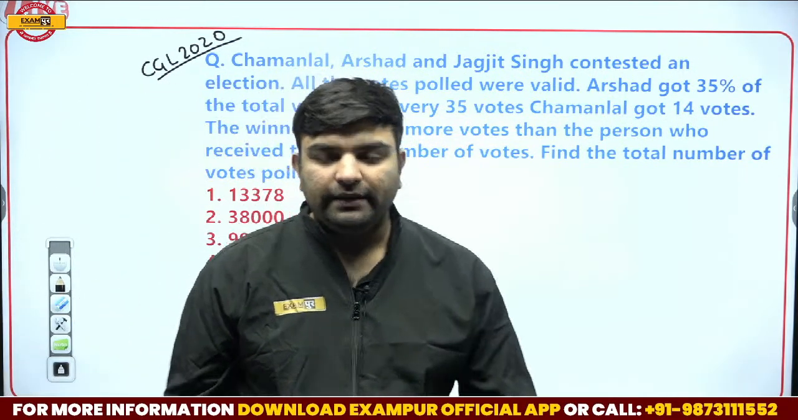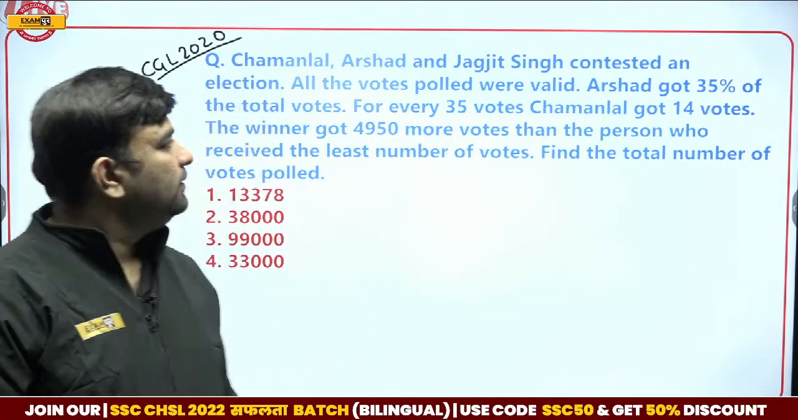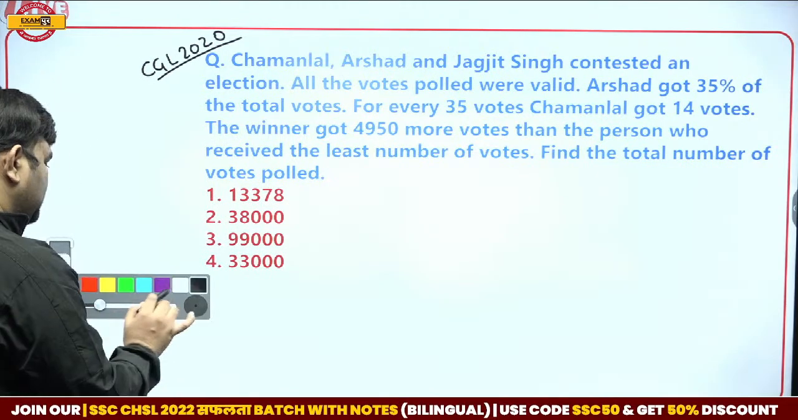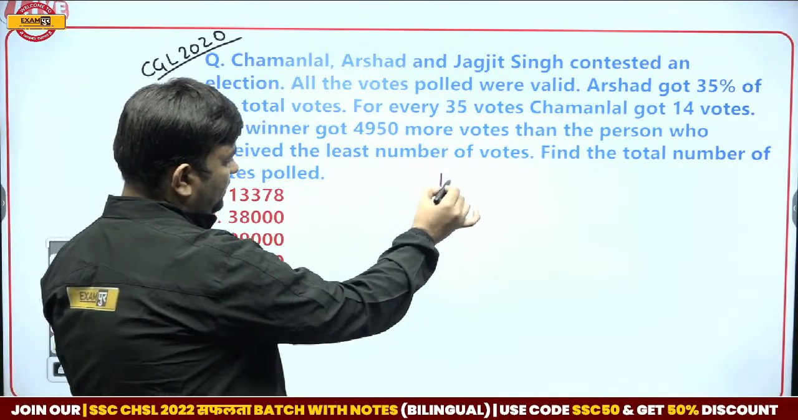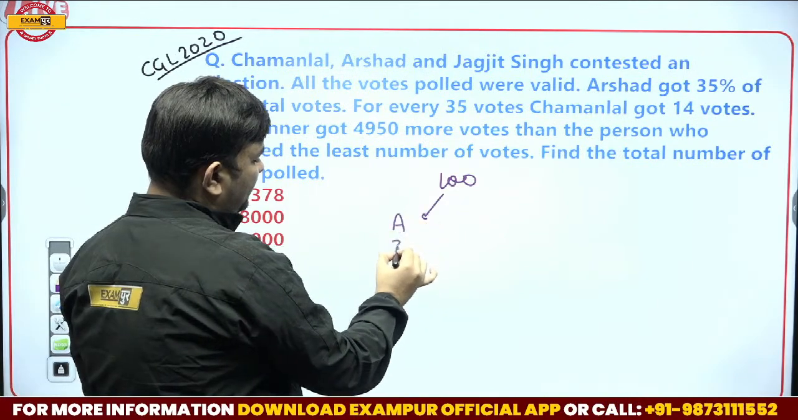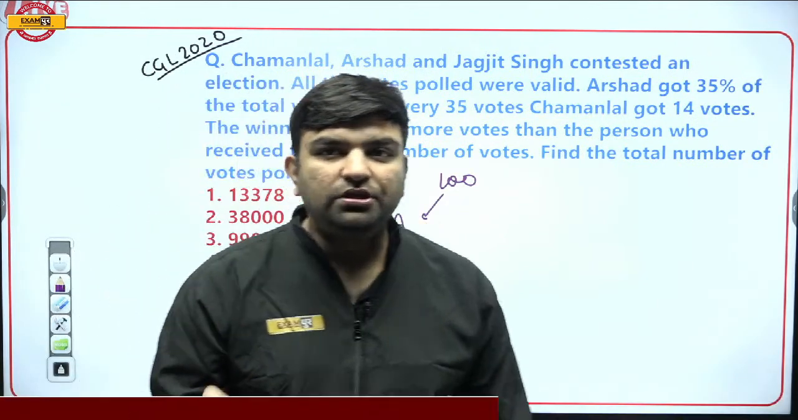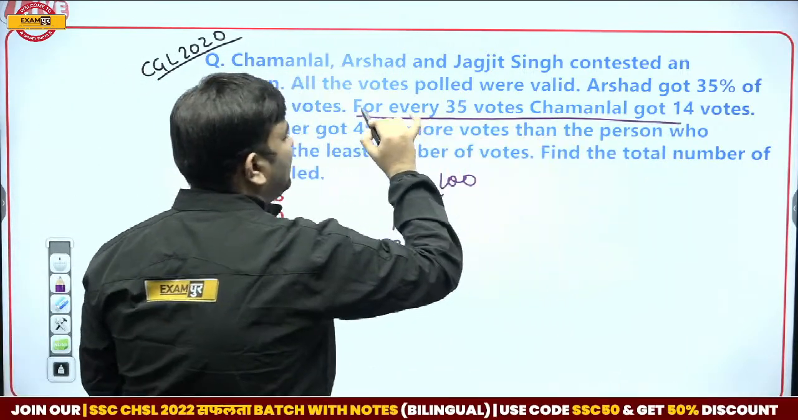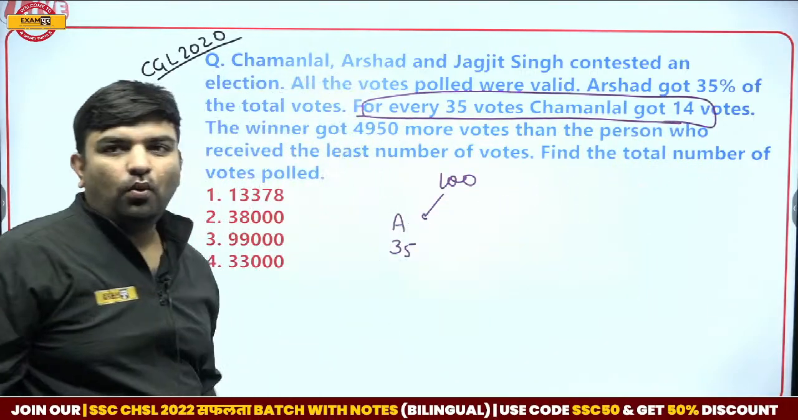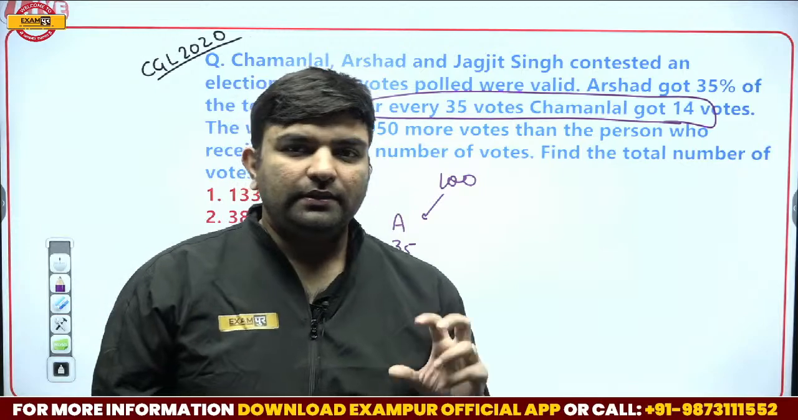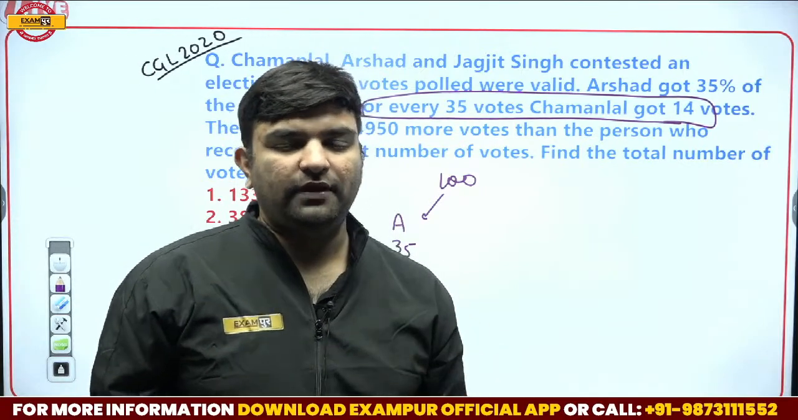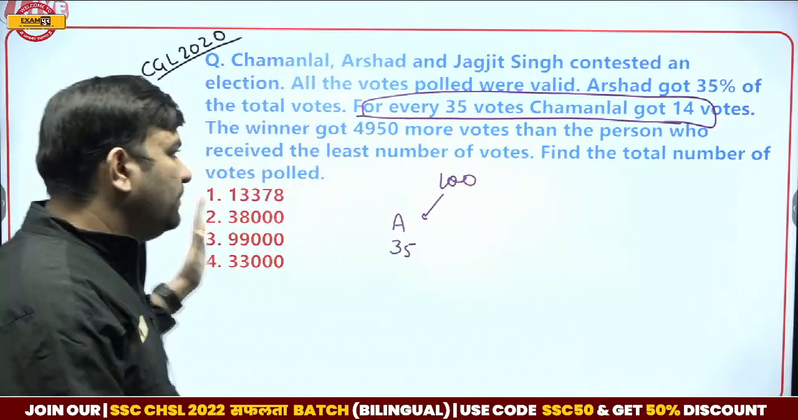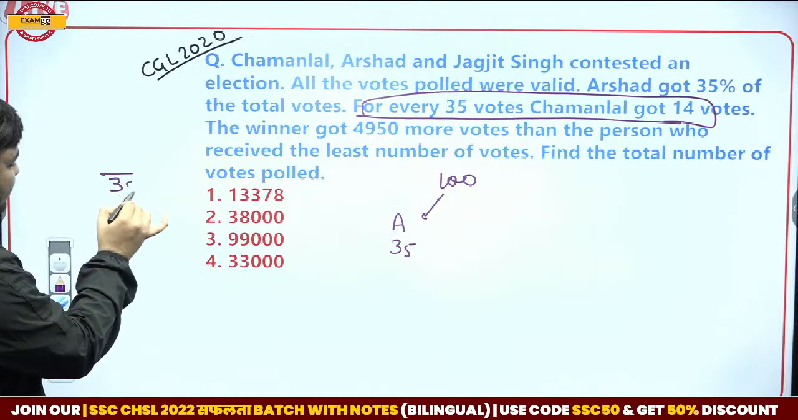Chaman Lal, Arshad and Jagjit Singh contested for election. Of the votes polled, Arshad got 35% of the total votes. For every 35 votes, Chaman got 14. What an innovative way of giving the information, that Chaman Lal gets 14 out of 35. If the total is 35, Chaman will get 14.